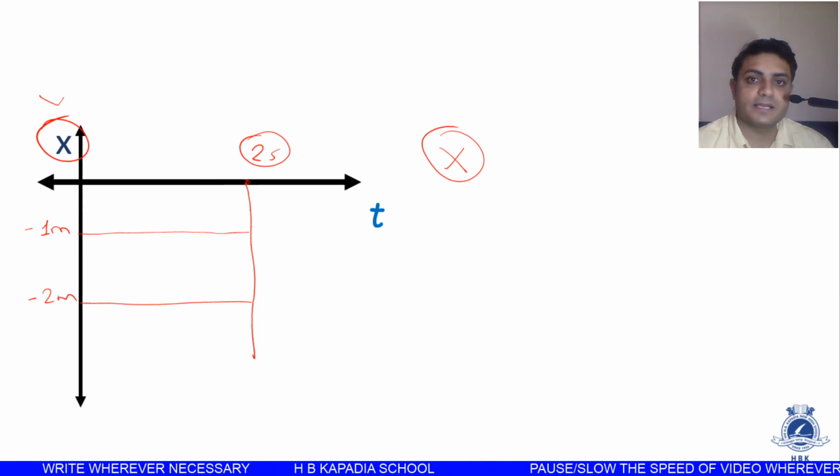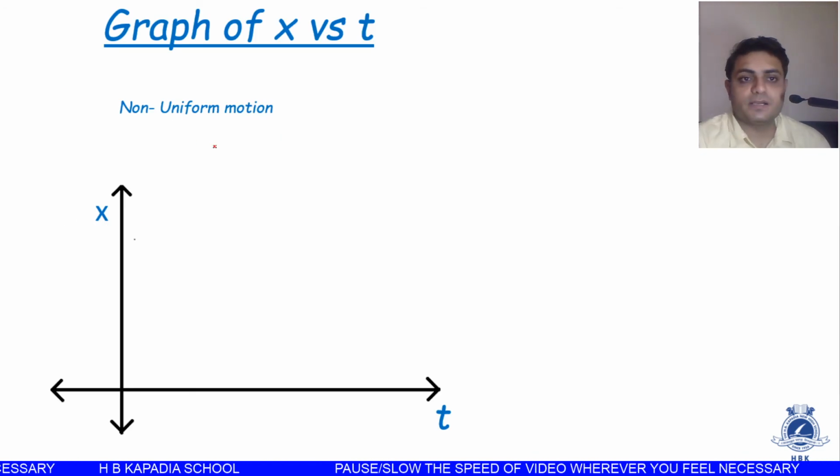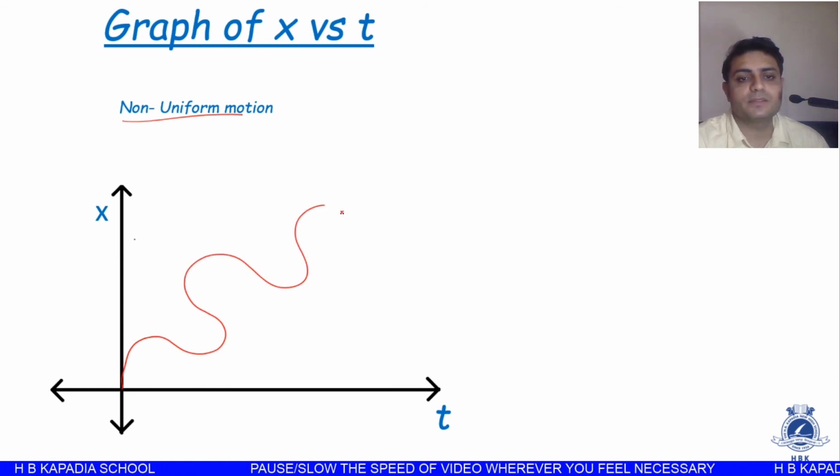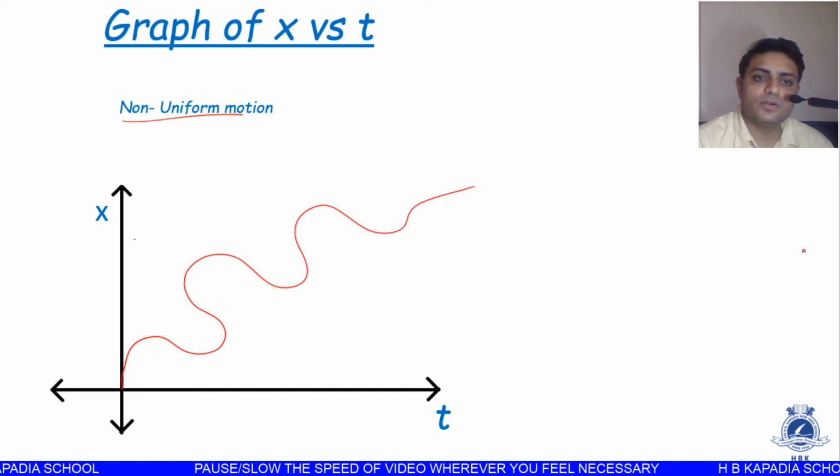A single particle cannot move simultaneously in different directions, or we can say a single particle cannot be at two different positions at the same time. So such a thing is not possible. Okay, so let's see a non-uniform motion. Non-uniform motion means if you are just riding a bike and you just go like this. Okay, so we can say this graph is said to be non-uniform.